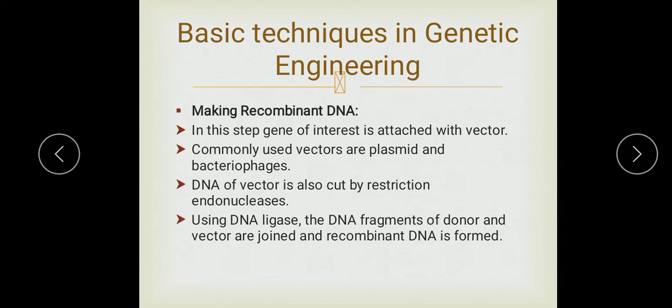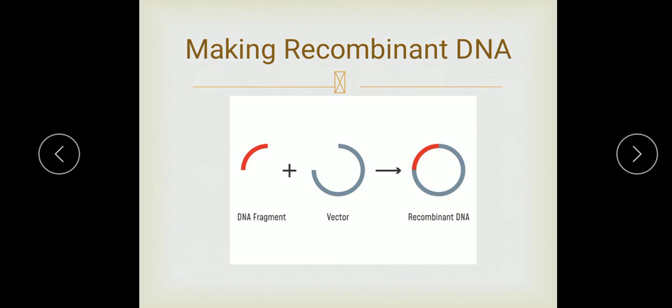So the DNA of the vector is also cut by restriction endonucleases so that the gene of interest can be inserted into it. And then using DNA ligase, the DNA fragments of donor and vector are joined and recombinant DNA is formed. Now you can see here in the diagram, this fragment is actually from the donor organism, right? And this is the plasmid, the vector which will carry the gene of interest to the host cell.